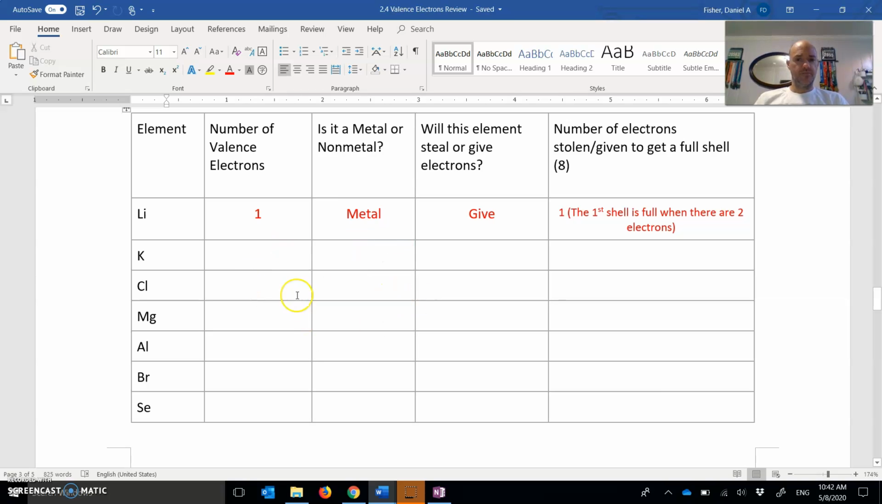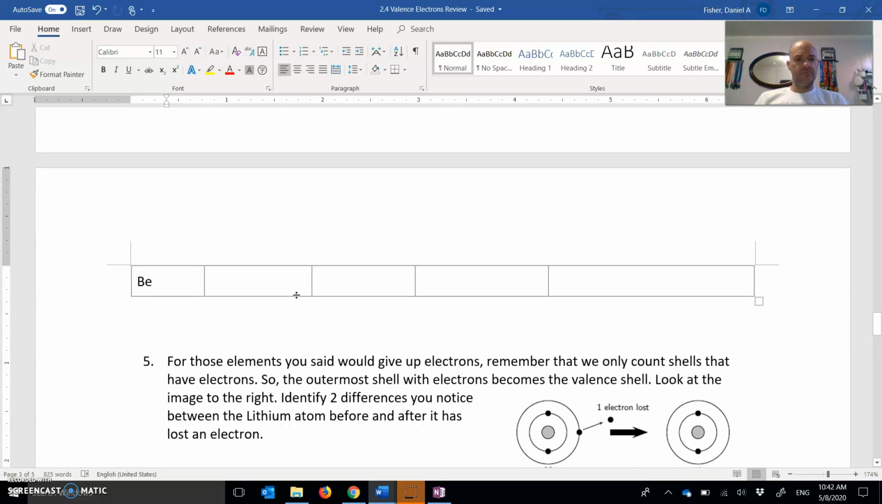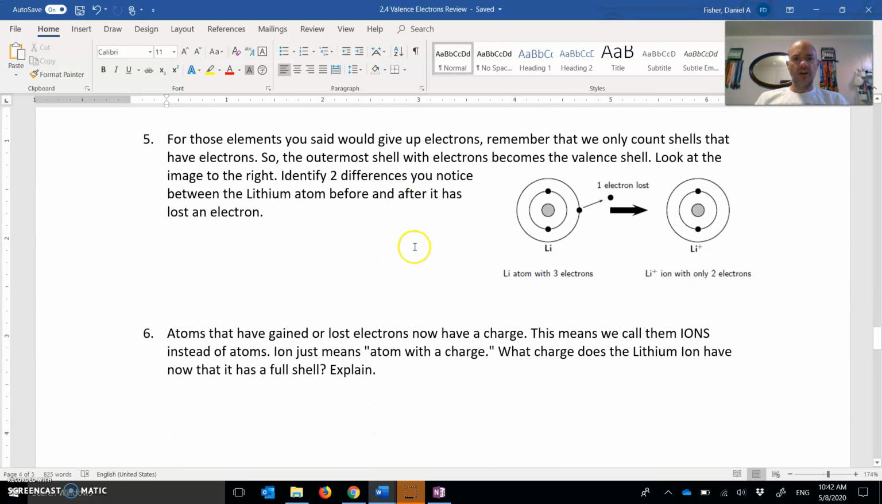Okay. So come on down a little further. Here is the other picture that was not in your worksheet. For those that you said would give up electrons, we want to think about what they're going to do and what they're going to look like afterwards. So if the outermost shell gives up all its electrons, then the next shell in becomes the outermost shell. So that makes it the valence shell if there are no electrons in the shell above it. So I want you to think about these differences between these two things.